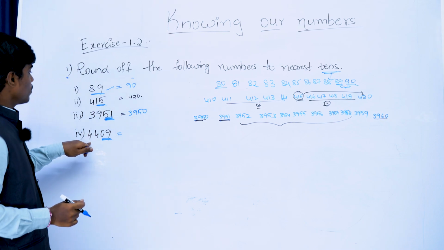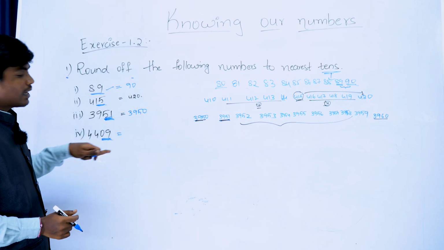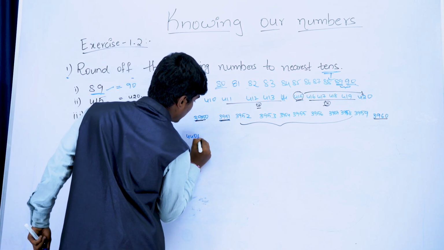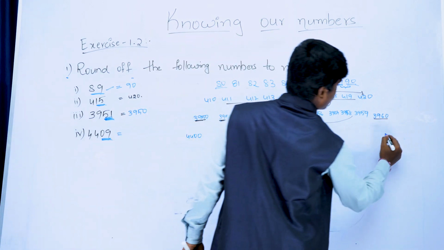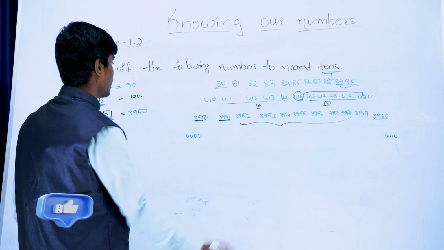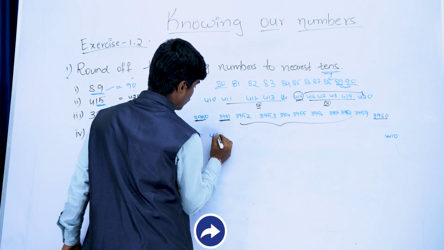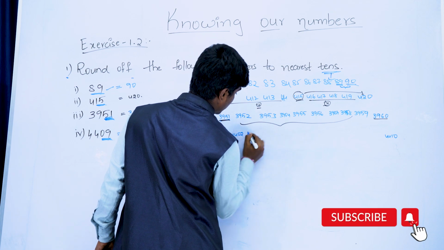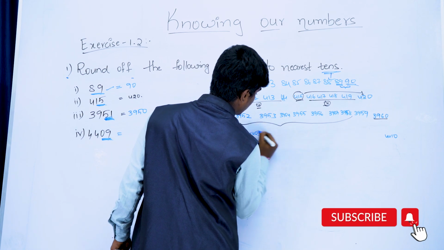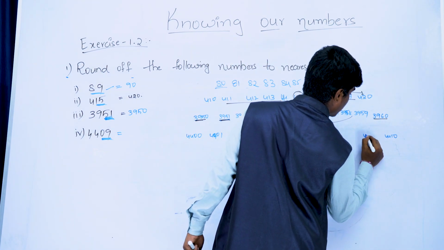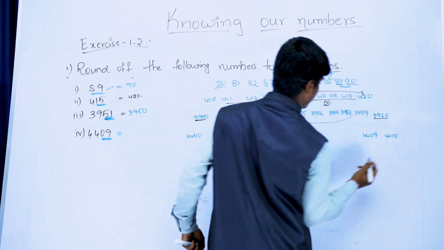Now 4409. This number lies between 4400 and 4410. See, the numbers between are 4401, 4402, 4403, and so on. The last number is 4409.